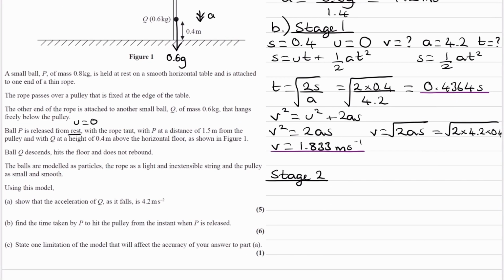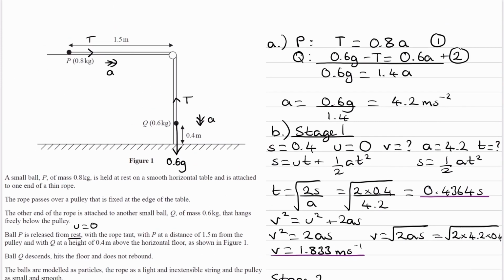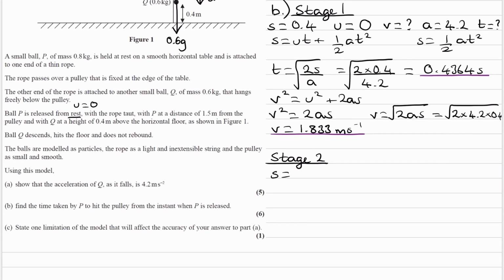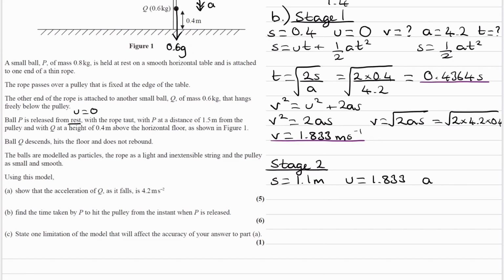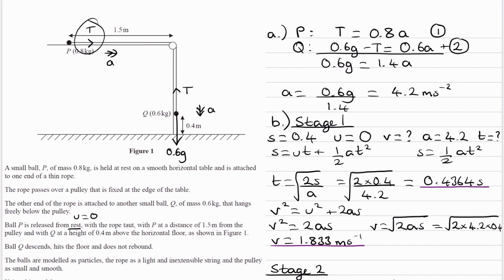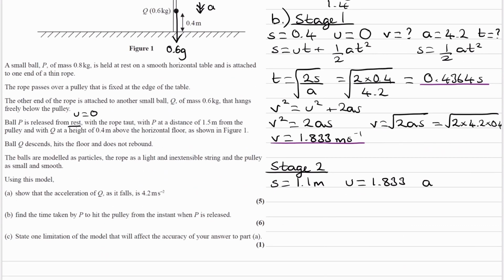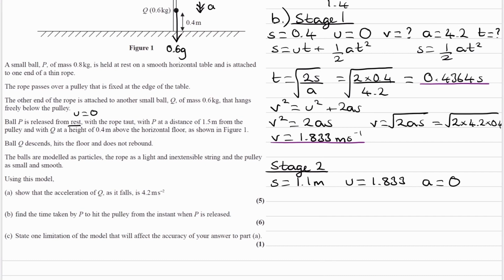So the distance, let's start with that. If we look at the diagram, the total distance is 1.5 meters, but it's already moved 0.4 meters in stage 1. So the remaining distance would be 1.5 minus 0.4, which would be 1.1 meters. The initial speed will be the final speed of stage 1, which is 1.833. The acceleration, okay, so now because the string goes slack, there is no tension, remember, so that means that the acceleration would be 0. The final speed, well, if the acceleration is 0, the speed is not changing, so the final speed will also be 1.833. And the time is what we're trying to work out.